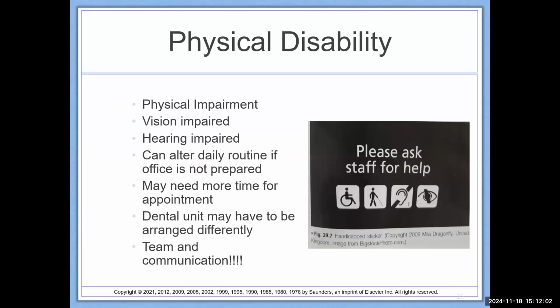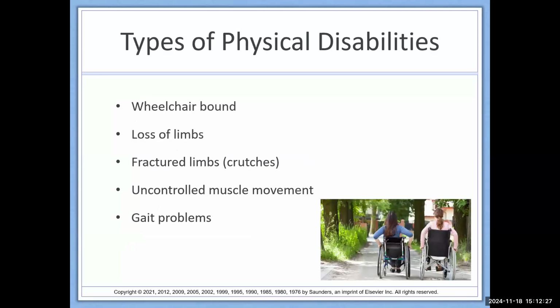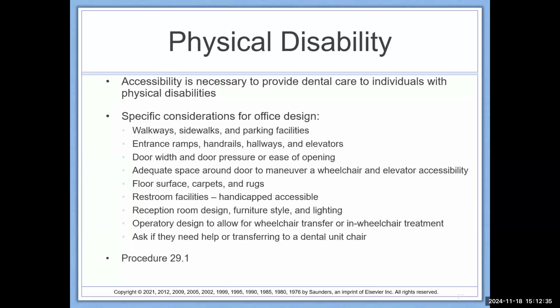Physical disability, physical impairment, visually impaired, hearing impaired. This can really alter the daily routine if the office is not prepared or doesn't know in advance. They might need more appointment time. The dental unit may have to be arranged differently. And you need to really be a part of a team, and communication is a huge factor in that. But what are the types of these physical disabilities? Well, there's wheelchair bound, loss of a limb, fractured limbs, uncontrolled muscle movement, gait problems. So accessibility is necessary so that we can provide dental care to individuals with such disabilities.